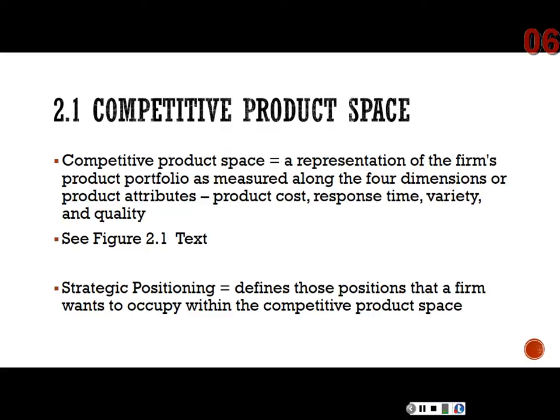So basically, you can talk about cost, efficiency, and variety. You've got 2 axes, and you're asking, where do we compete? If we have low cost, what matches with that is typically low variety. If we have high variety, then we typically have higher cost. There are other places that we can fit in that product space, but we have to be conscious about where we want to be. So our strategic positioning defines the positions that a firm wants to occupy within that product space.